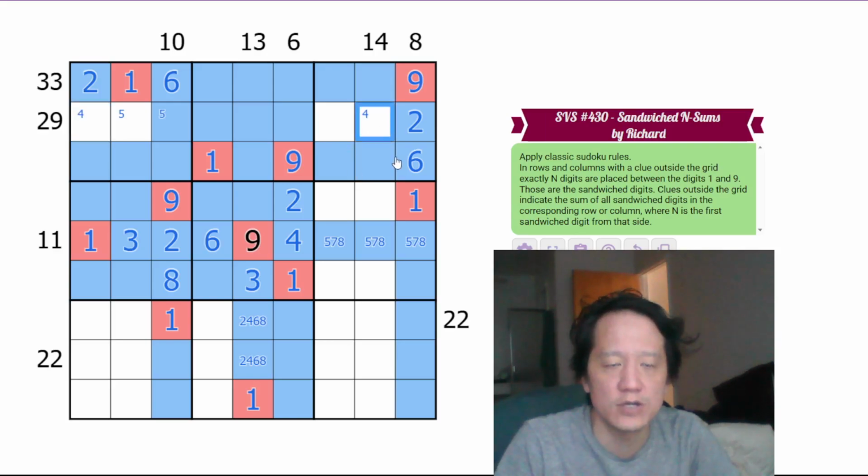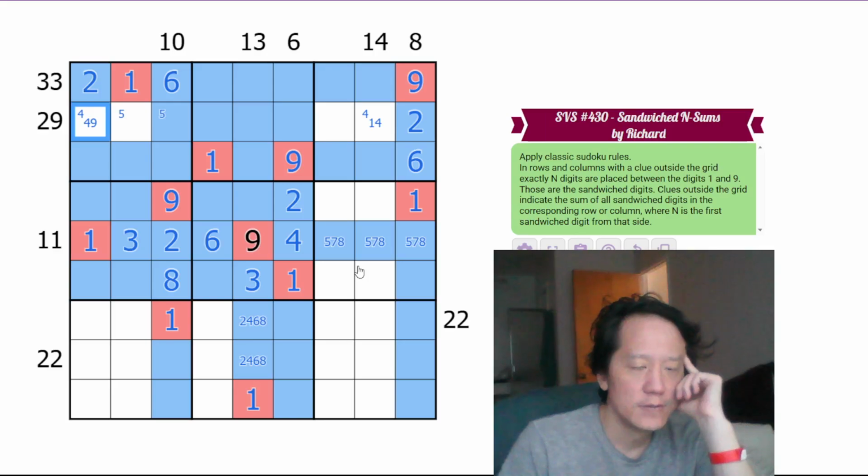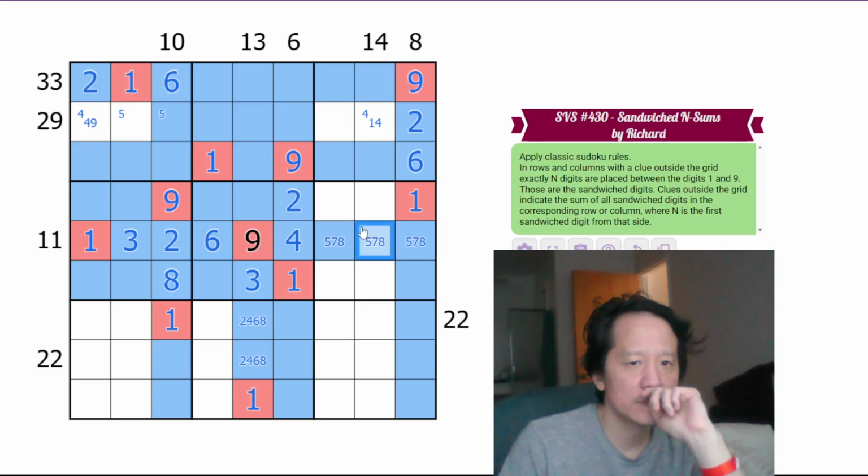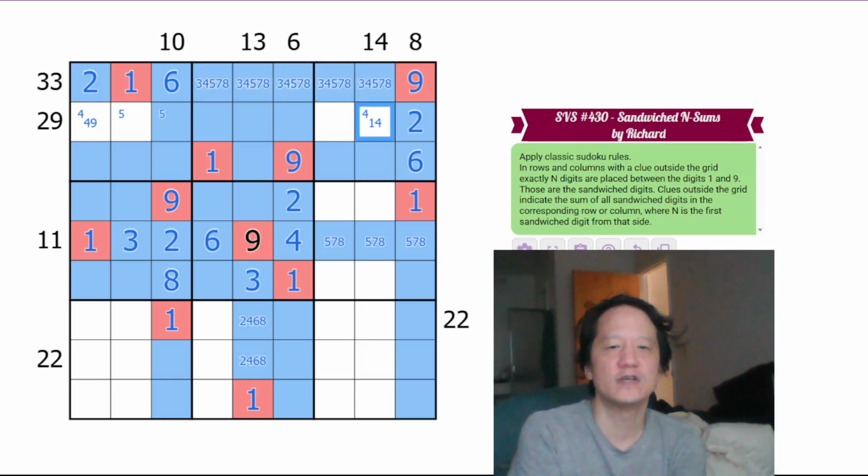So 4 is either here or it's here. So this is either 4 or it's 1. And this is 4 or it's 9. Do we have anything else? Not particularly there. So we have this 10 done. We have the 33 kind of done. The rest of the digits in row 1 are 3, 4, 5, 7, 8.